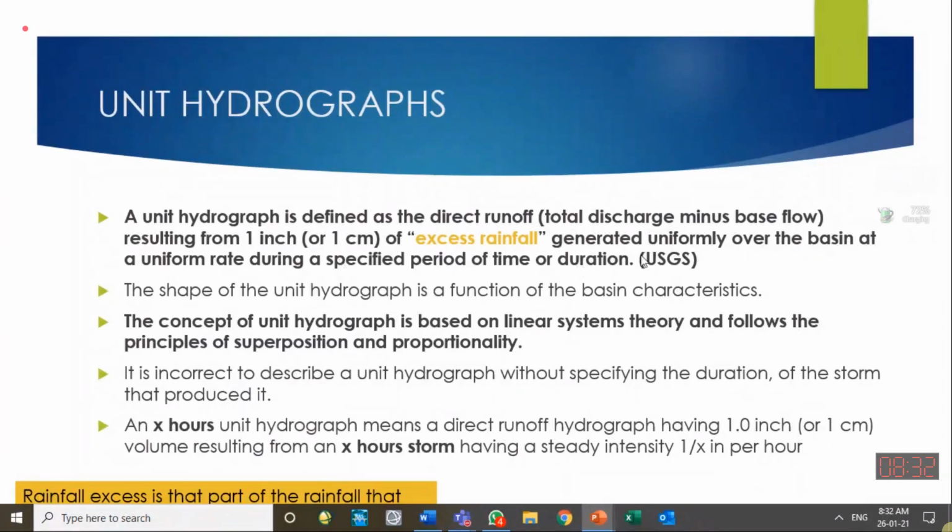A unit hydrograph is a direct runoff hydrograph generated from 1 inch of excess rainfall, assuming this rainfall has occurred uniformly over the whole basin or catchment at a uniform rate. So for the unit hydrograph, we are assuming that a uniform rain occurred at the basin.